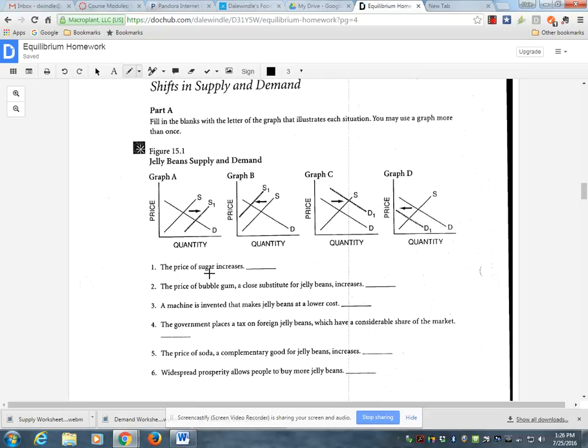Price of sugar increases. I look at my supply and demand handout. Is that a supply thing or a demand thing? Well, it's an input price, so clearly it's supply. So it's got to be one of these first two where supply changes. If the price of sugar goes up, would that increase or decrease the supply of jelly beans? Well, it would decrease them because the input price goes up. They're less profitable to sell. Sellers will sell less. And so the answer to this one is B. So you just put a B there.